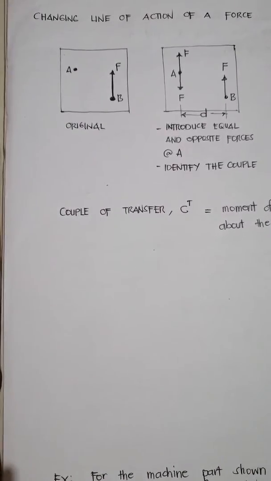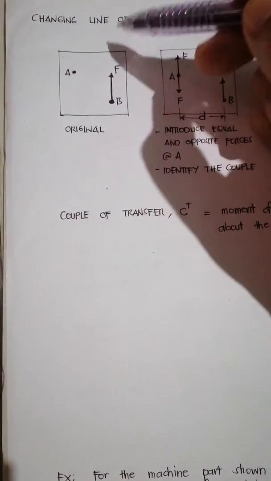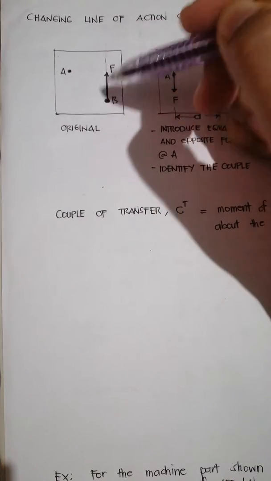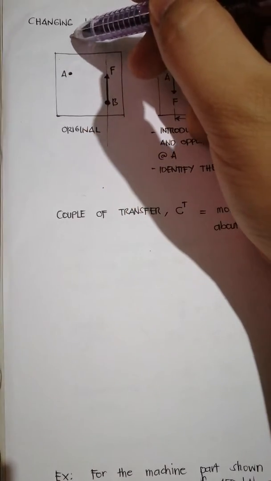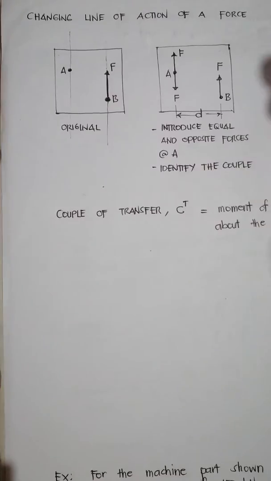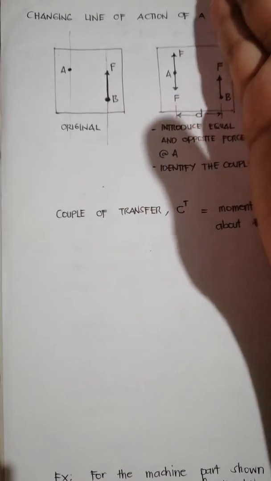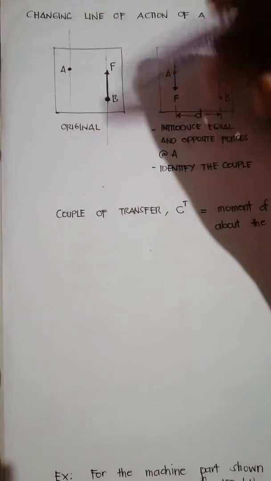Okay, as part of the statics of rigid bodies course, we're going to discuss changing the line of action of a force. When you say changing line of action of a force, for a certain force, it always has its own line of action. But we could actually change it or transfer it to another point which is outside its original line of action.